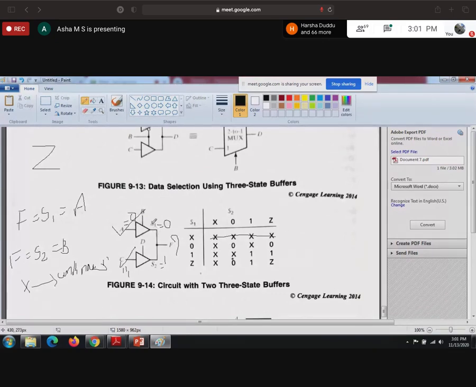When S1 equal to 0, S2 equal to 0, output is 0. This is also 0, which means no need to worry about whether that 0 is coming from this or coming from this. We don't need to bother about that. So when both the values of S1 and S2 are 0, F will be 0. When S1 equal to 0 and S2 equal to 1, if this is 0, this is 1, again a conflict here. We don't know the value of F. That's the reason here it is X.